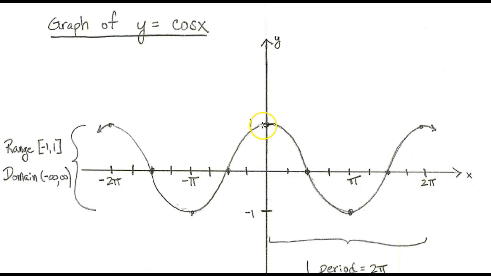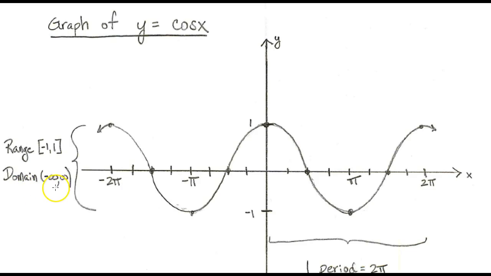Cosine of 0 is 1. Cosine of pi over 2 is 0. Cosine of pi is minus 1. Cosine of 3 pi over 2 is 0. And cosine of 2 pi is 1. So it looks like this wave, and then it repeats. Keeps repeating infinitely in both directions.